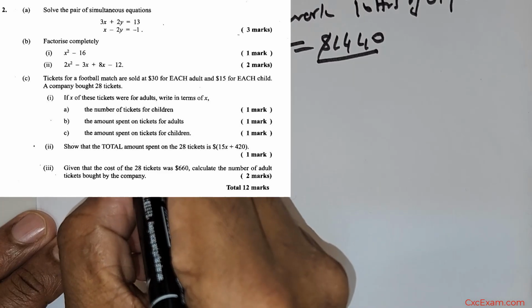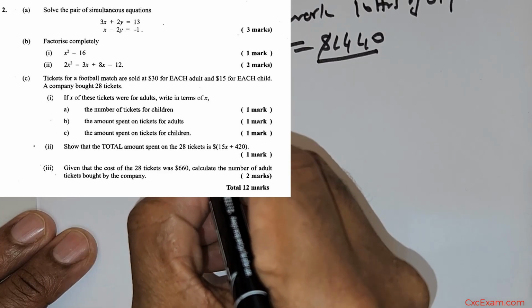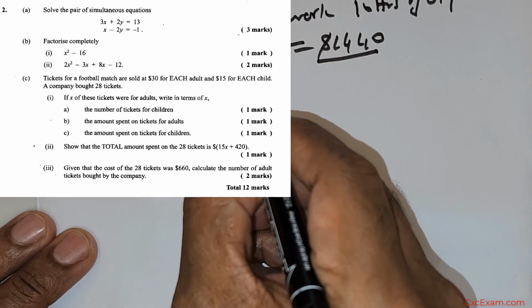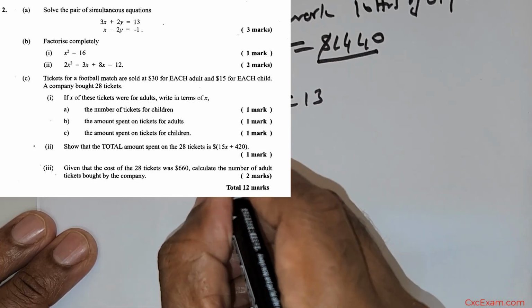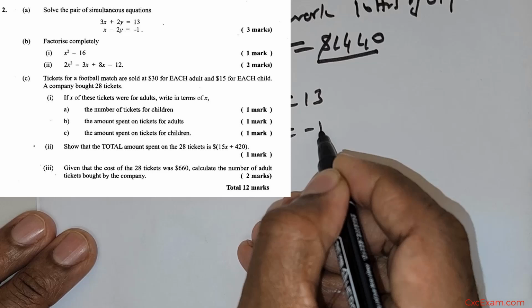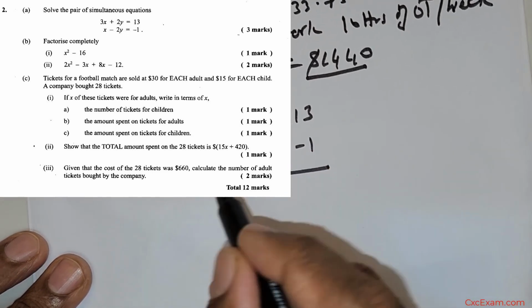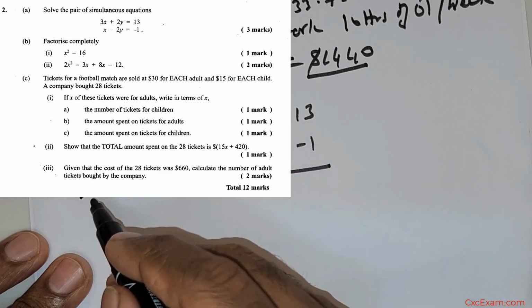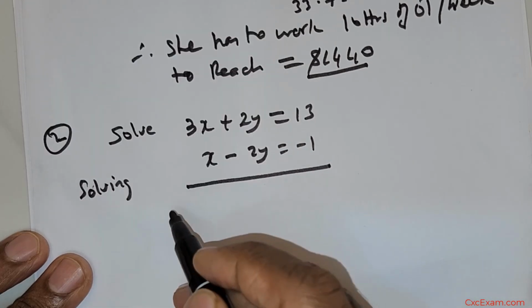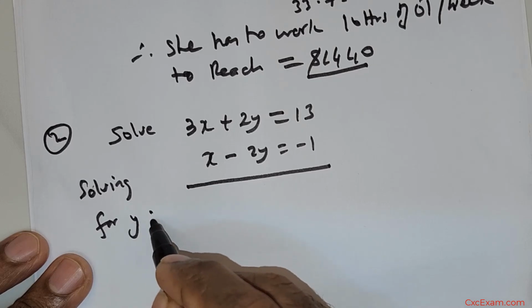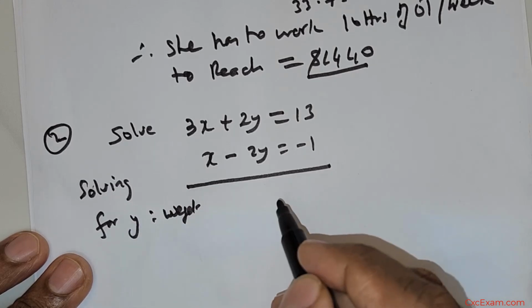So this is question number 2. You are expected to solve 3x + 2y = 13 and x - 2y = -1. Now clearly you can see you can solve for y actually, because y has got the same coefficient. So you can write this: solving for y we get, so what do you get?